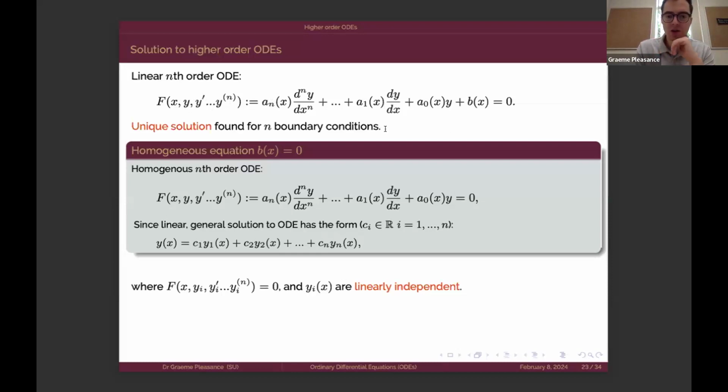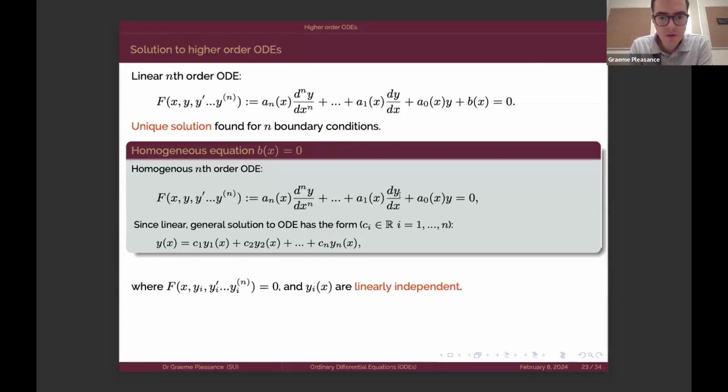And so, as I mentioned, in general, to obtain a unique solution to any nth order ODE, we have to specify n boundary conditions. What we can do is start by focusing on a particular type of nth order ODE, the homogeneous case. If you recall the inhomogeneous term, which I call b, we can look at the special case where b is equal to 0. So this is the corresponding homogeneous equation.